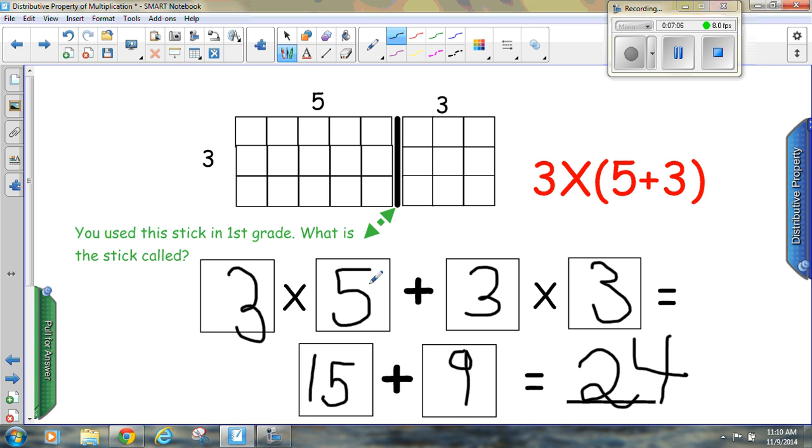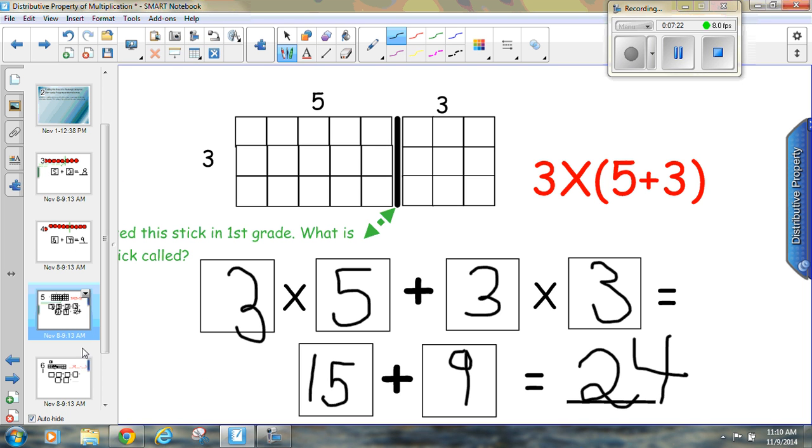Breaking this apart into smaller parts is called the distributive property. Another term they use for it is decomposing, breaking it into smaller parts. This is how it works. Let's try a couple more practices with this and see how you do.